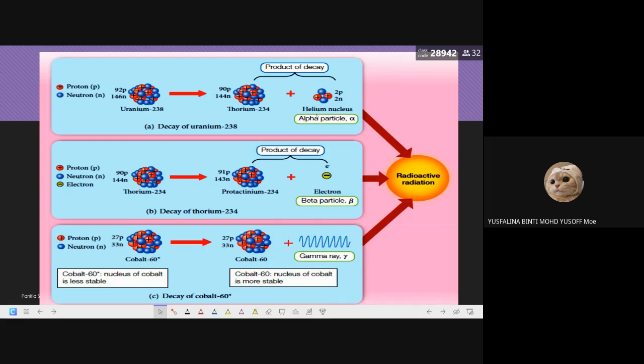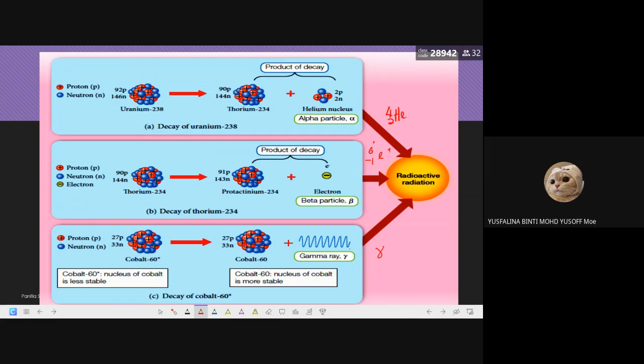Helium is actually alpha. The other name of helium is alpha. Alpha is 4-2 helium. Maybe this is only for your information. Beta is actually an electron, 0-1 electron. While gamma doesn't have any charge, which means it doesn't have an atomic number, so they just use the alpha symbol here. Alpha is the helium nucleus, beta is the electron, and gamma is an electromagnetic wave. Gamma ray doesn't have an atomic number.